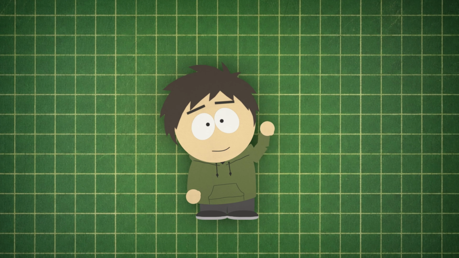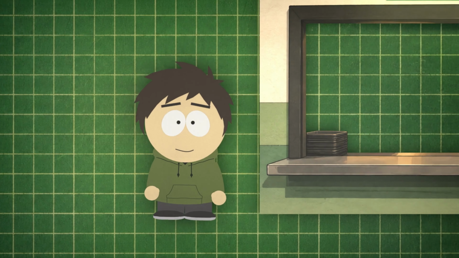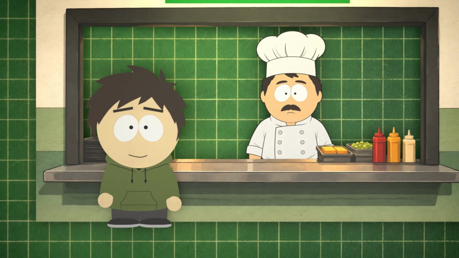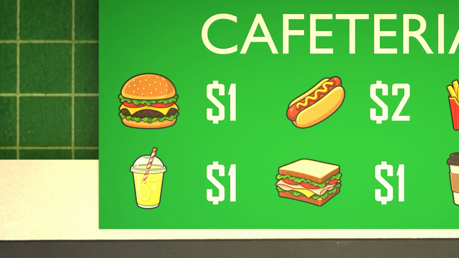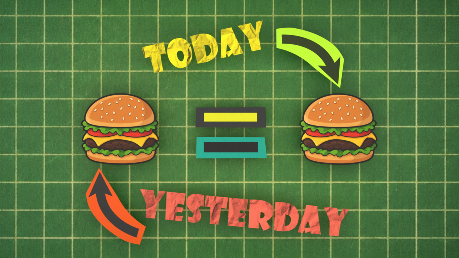This is Bob. Every day after school, he buys a burger from the school cafeteria. But one day, something strange happens. Just yesterday, a burger cost $1. Now it costs $2, even though the burger itself hasn't changed at all. So why did the price go up?